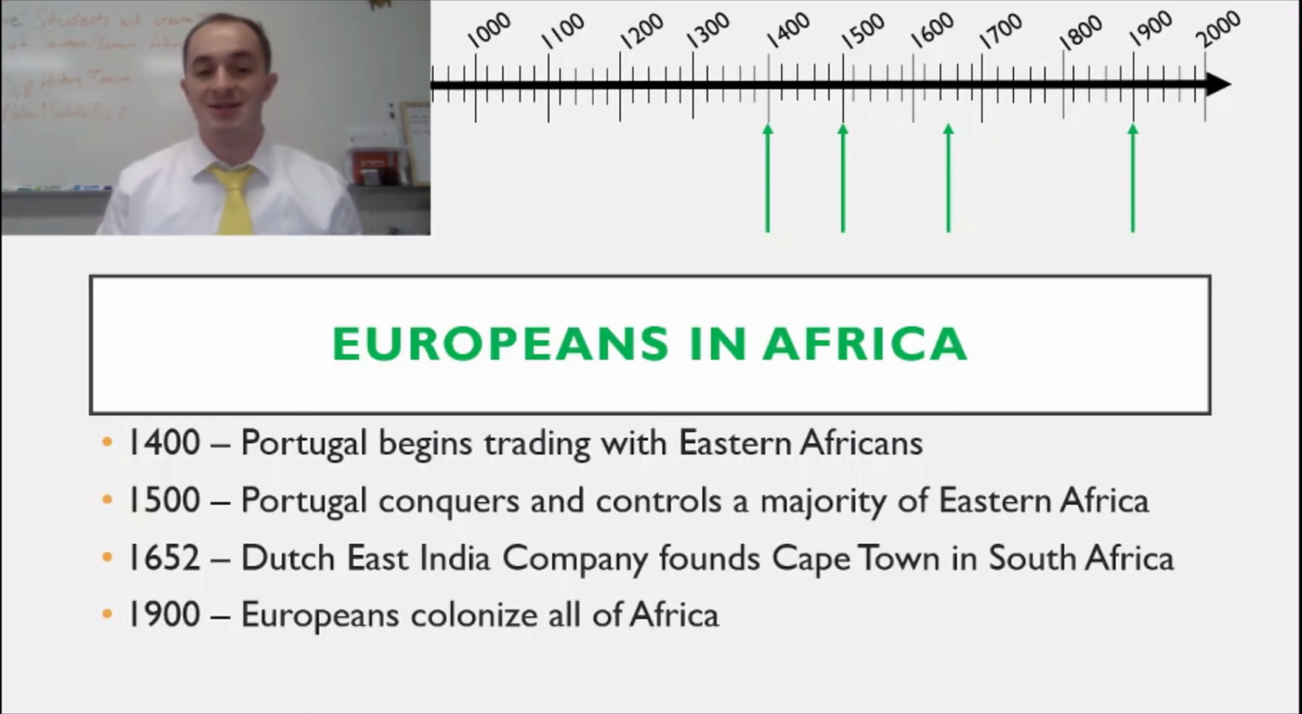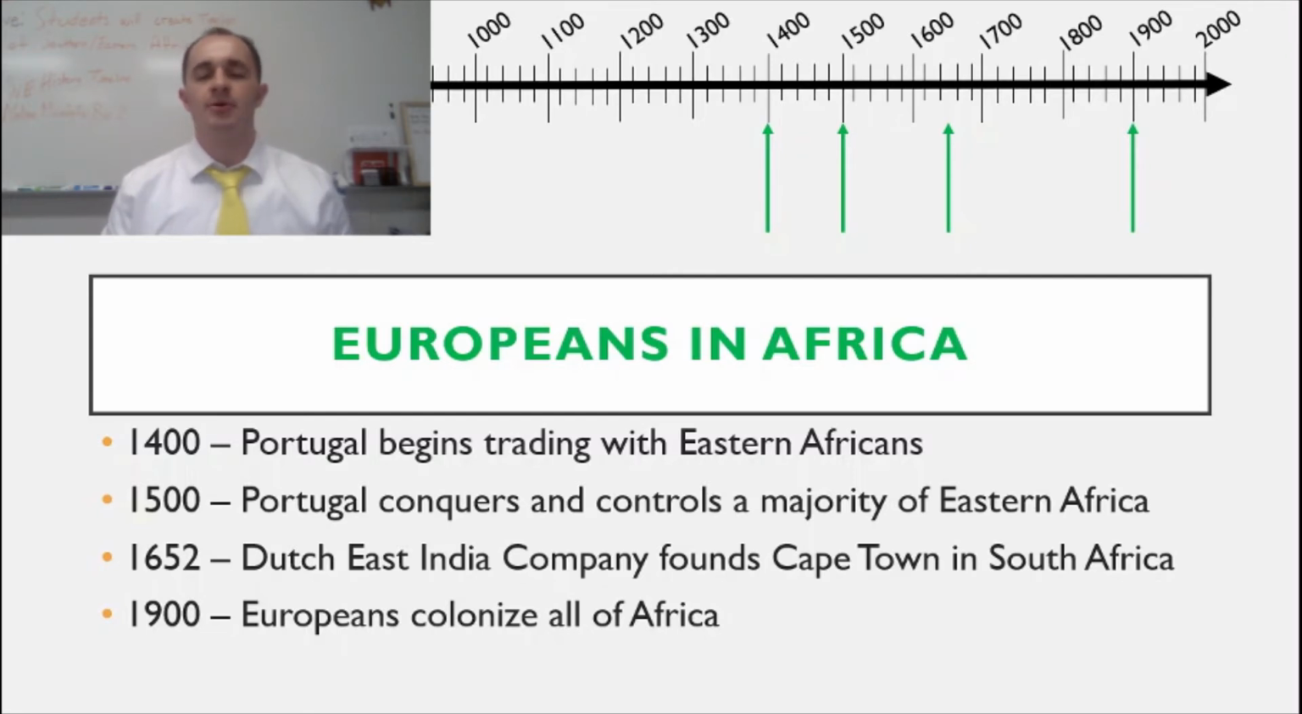Our last one is 1900. So this is the last we see of European imperialism and colonizing in the area. 1900s, Europeans colonize all of Africa. So between 1652 and 1900, we have things like the slave trade and imperialism growing. So these colonies grow in size and in number, and it all culminates in around 1900, 1914, around this area, where Europeans colonize all of Africa except for one small part.